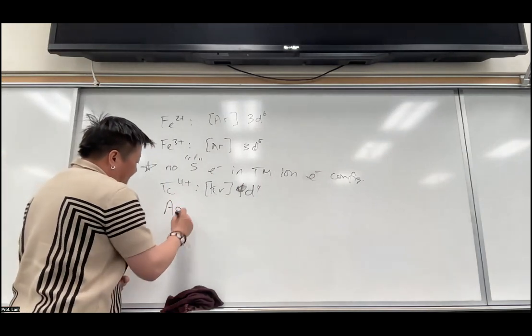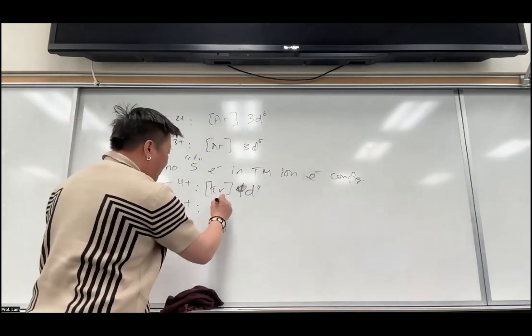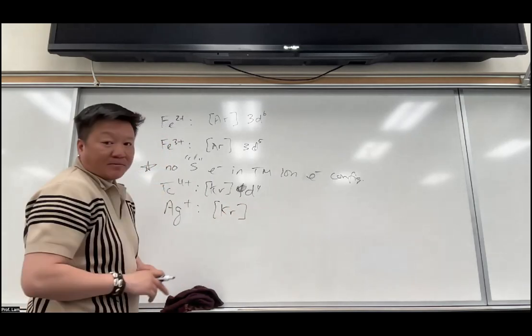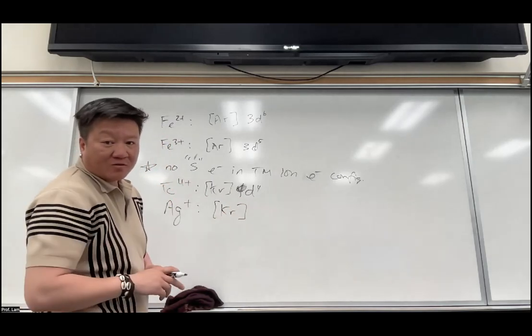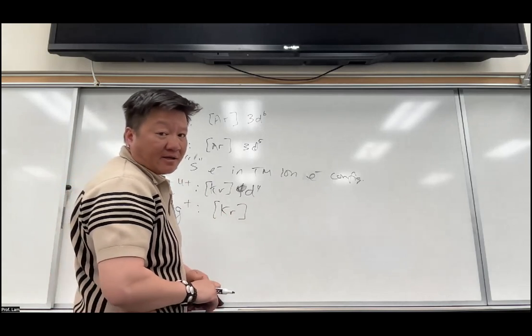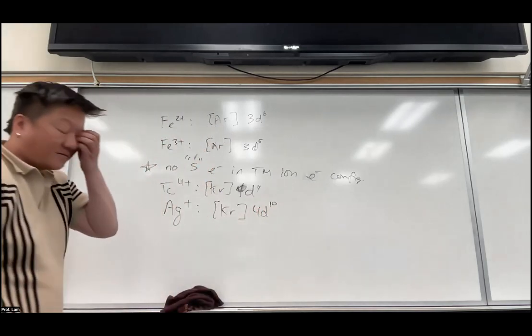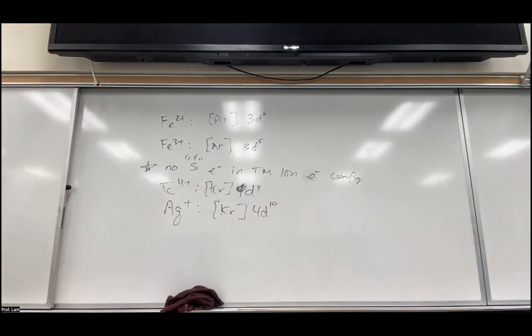Let's do silver plus. Again, brackets krypton for silver. Put your finger on silver and just walk left 1 space. And now you're in group 10, and you're in period 5. So it's 4d10. Okay. Alrighty.